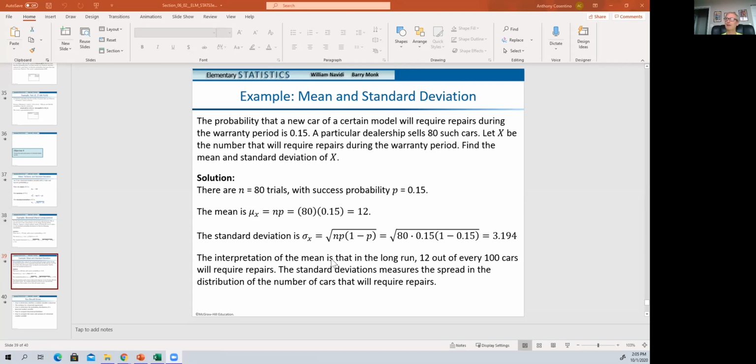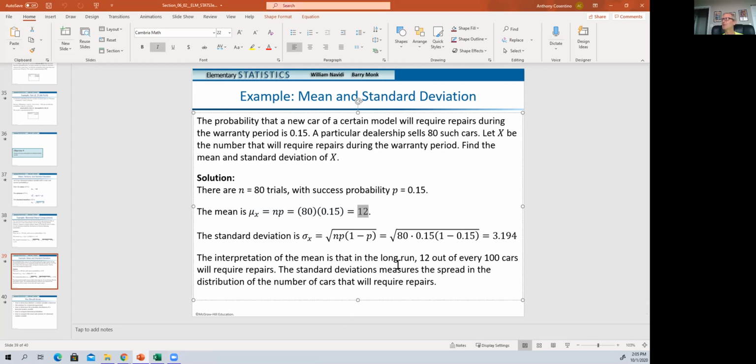In this case, our N value is 80, and our probability of success, which wouldn't be success if you were the car owner, right? You need to go get a repair under warranty. If you multiply those two numbers together, N times P, you would get 12. So the mean would be 12 cars out of the 80 that are going to come back for repair. That's a nice number to know, to be honest with you, if you're a car dealership.